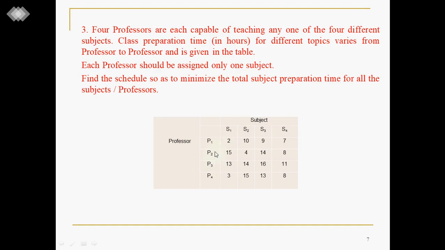Fine. Okay, now, it's balanced first of all. There are 4 professors, 4 subjects. Hence it is 4 by 4, in other words a square matrix. Whenever the number of rows is equal to the number of columns, you can say that it is a balanced problem. You can proceed.